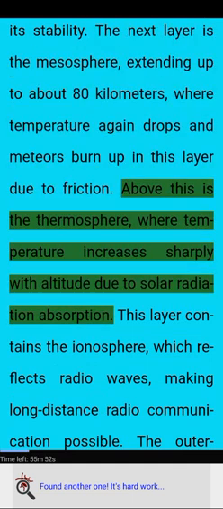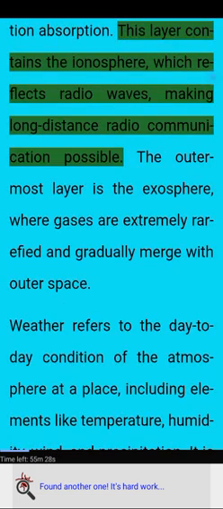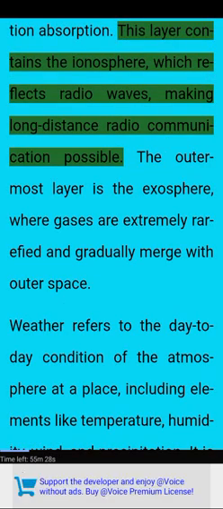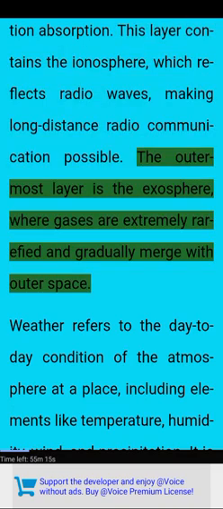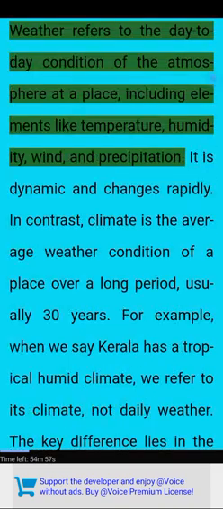Above this is the thermosphere, where temperature increases sharply with altitude due to solar radiation absorption. This layer contains the ionosphere, which reflects radio waves, making long-distance radio communication possible. The outermost layer is the exosphere, where gases are extremely rarefied and gradually merge with outer space.